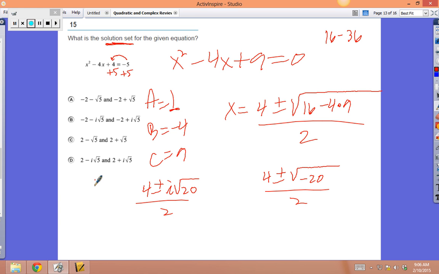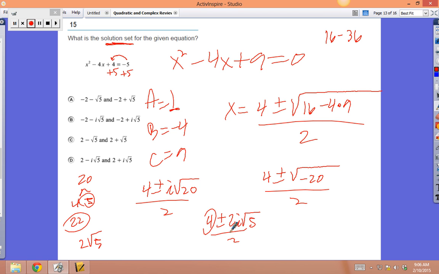And square root of 20, you got to pull squares out of that. So 20 is going to break down to a 4 times a 5. 4 is going to be a 2 times a 2. So there's a square that's going to come out. So you're going to trade 20 for 2 on the outside, and this 5 is left over on the inside. So we got this. We got 4 plus or minus 2i times the square root of 5 divided by 2.